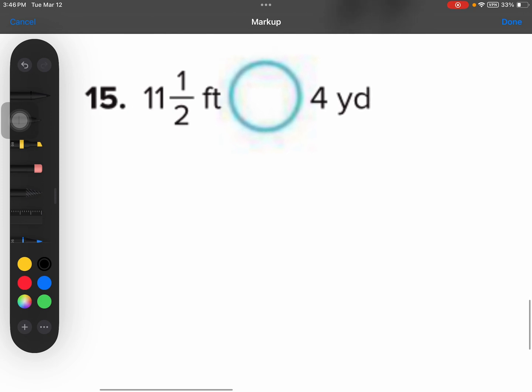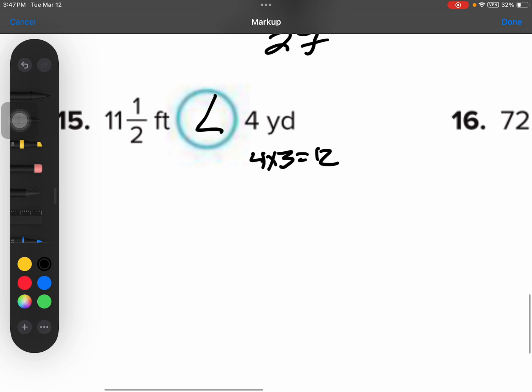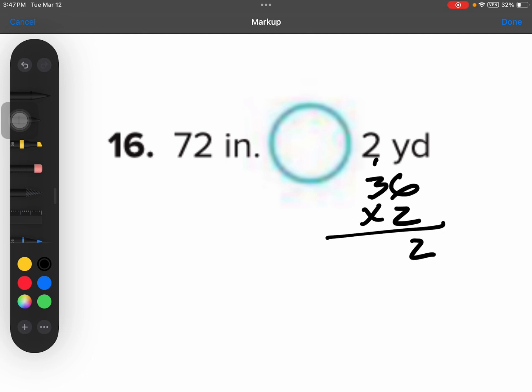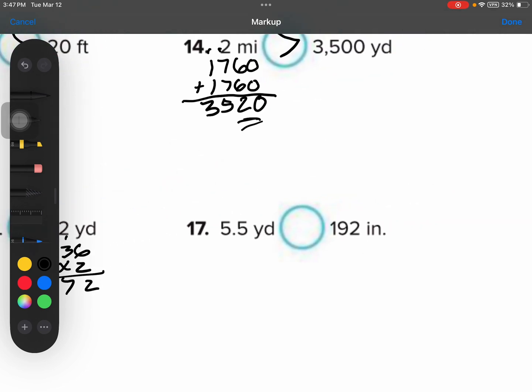All right, number 15, we have feet and yards. Well, I'm going to convert them to feet because feet's the smallest. So I know there are 3 feet in every yard. Okay, so over here, I'm going to take 4 yards times 3 feet equals 12. So I know that 12 is more than 11. So that is greater than. Okay, inches and yards. There are 36 inches in a yard. So 36 times 2. 72 and 72 are even, so we do an equal sign there.